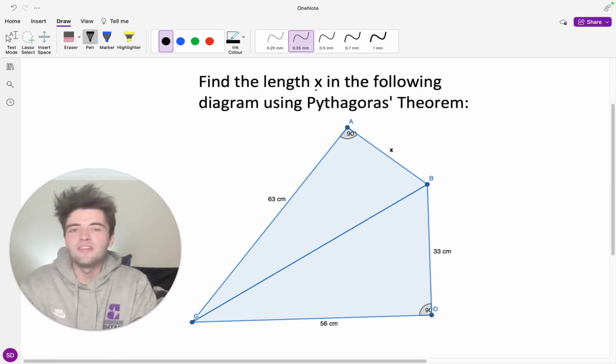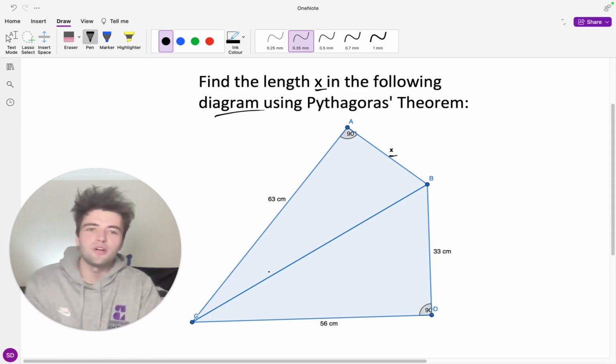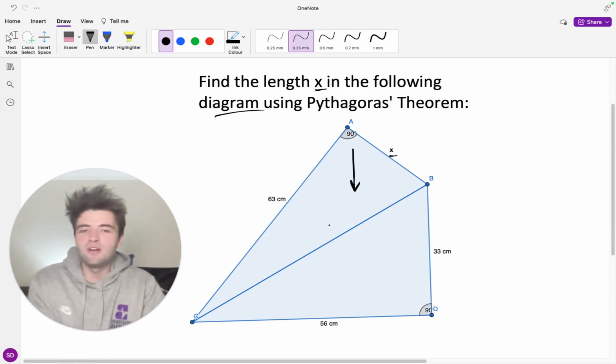So in this question, we're looking to find the length x in the following diagram using Pythagoras' Theorem. As you can see, x is going to be one of the lengths in this top triangle, which is a right angle triangle. And we've also got another triangle down in the bottom, which is a right angle triangle. If we look at this, we're going to be missing the hypotenuse in our top triangle. So we can call this hypotenuse h.